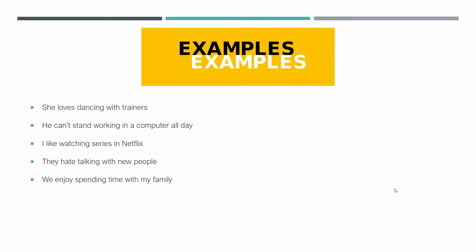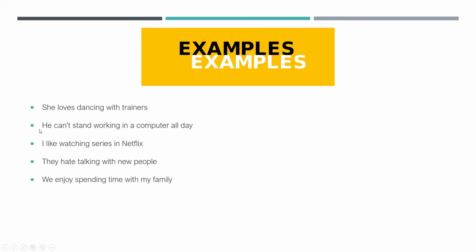Let's see more examples. Number 1, she loves dancing with trainers. So here we have our subject, then the verb that express like in this case, then the main verb, the action with the ing form dancing, and then the complement with trainers.